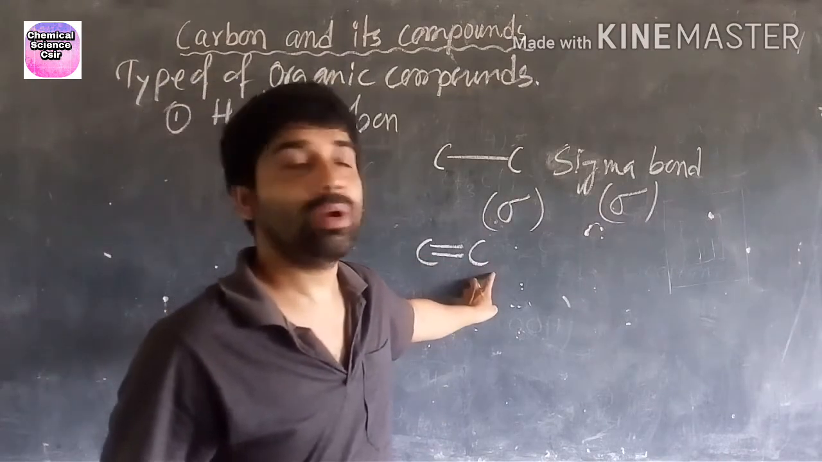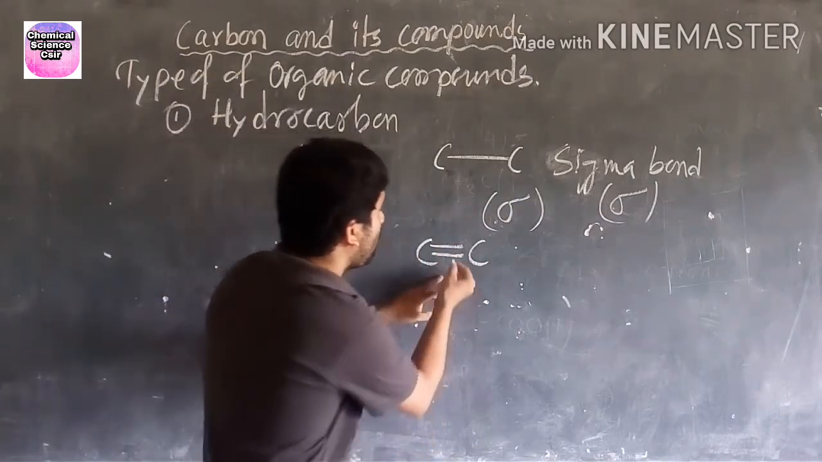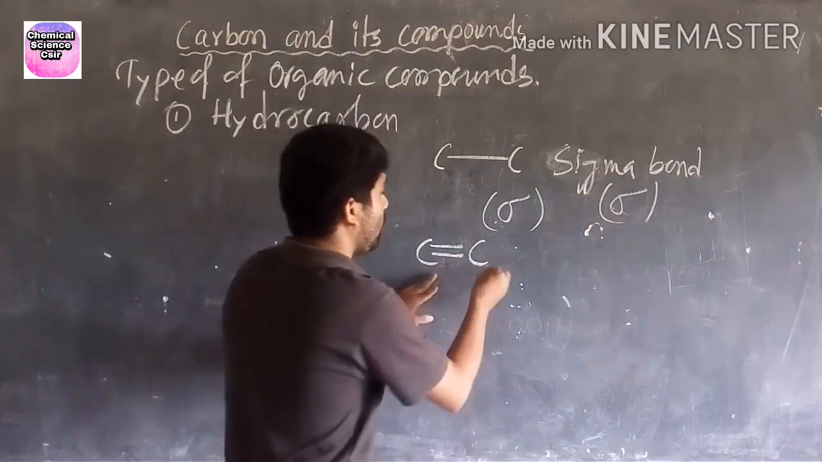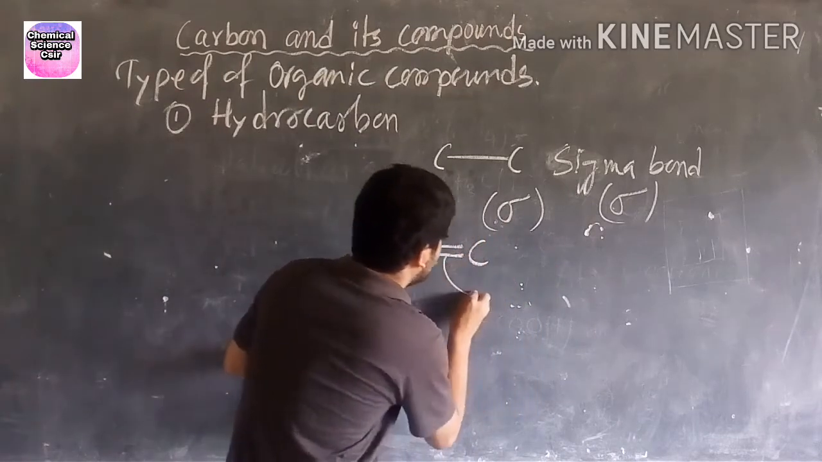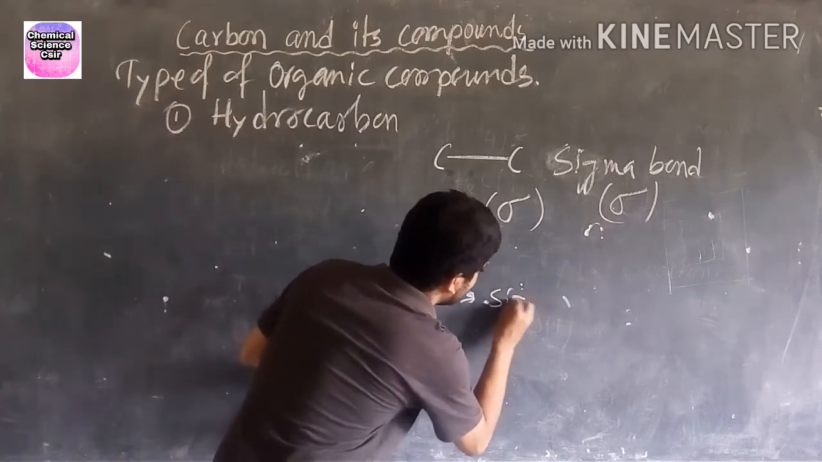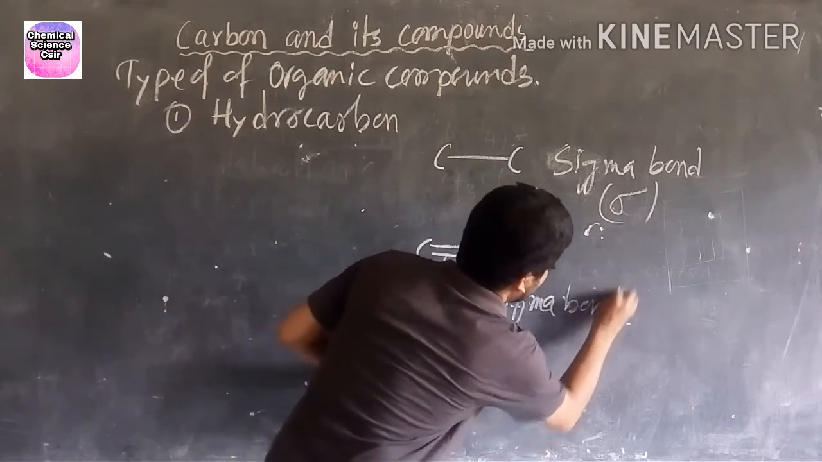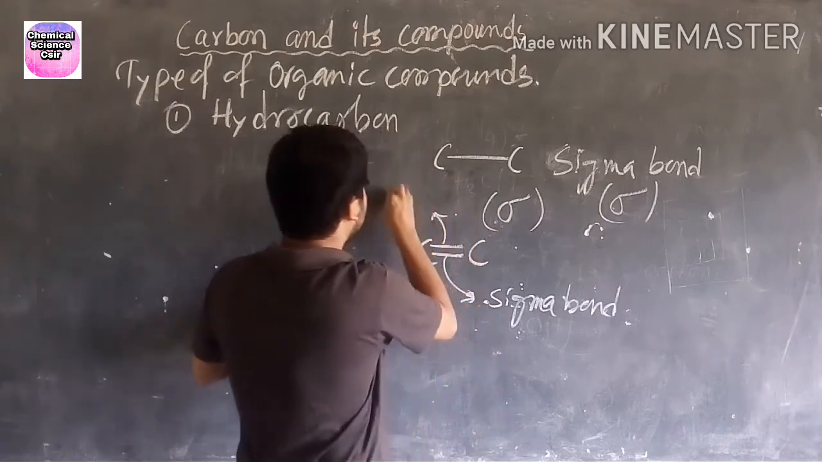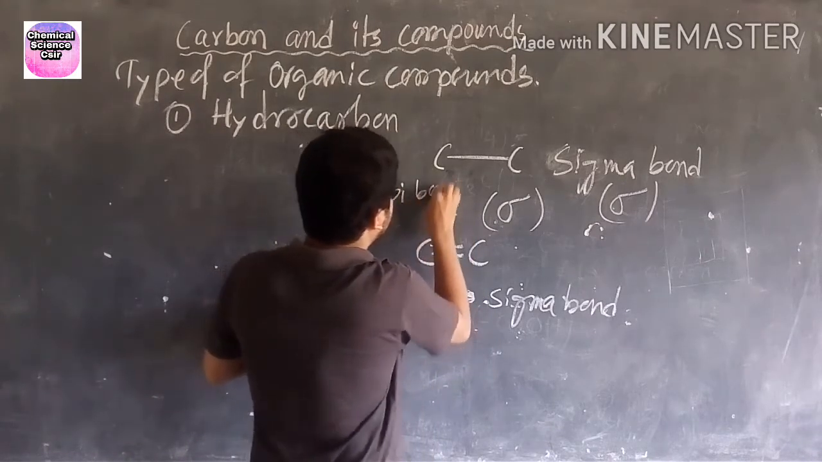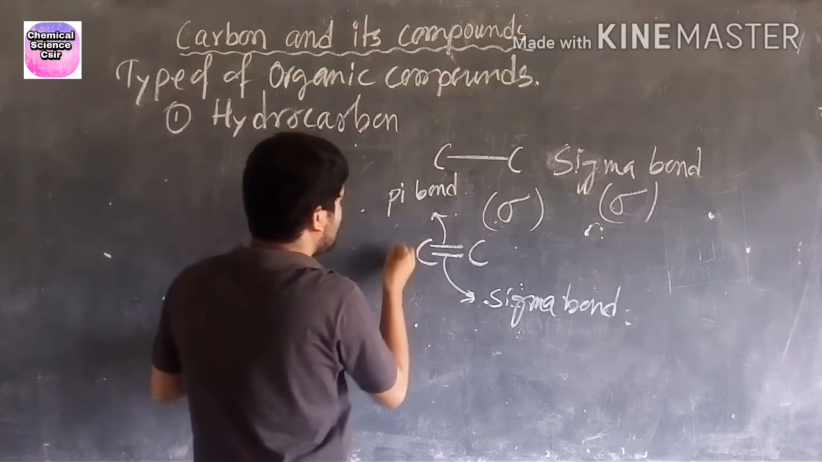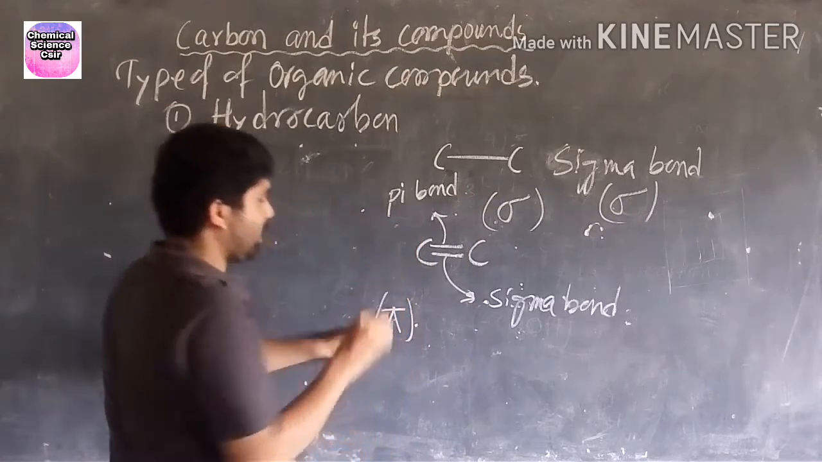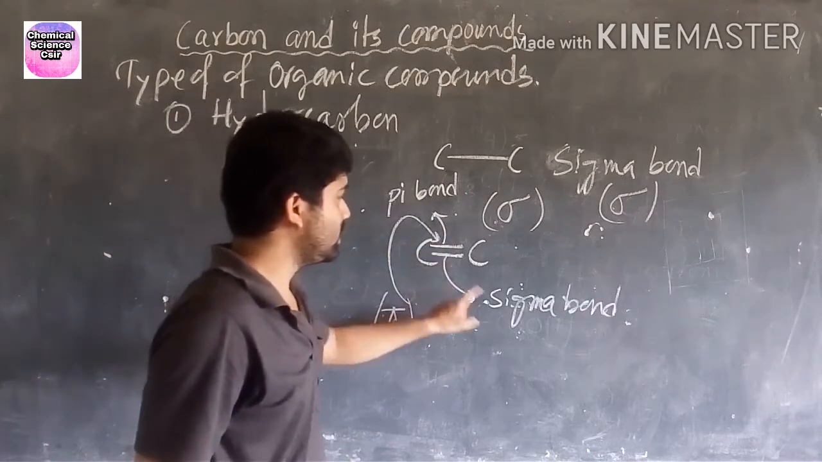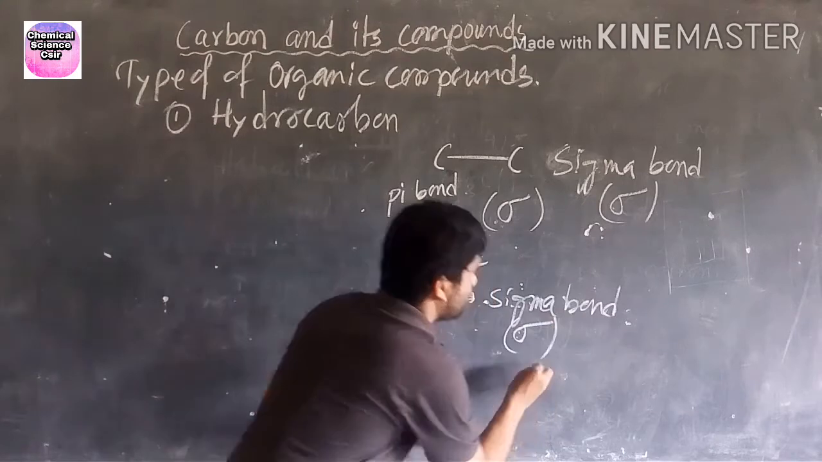In a carbon carbon double bond, one sigma bond is present and another is a pi bond. This one is a sigma bond, and the other one is what? Pi bond. Or you can write it like this also. This one is pi, and this one is sigma. You can write it like this, sigma.